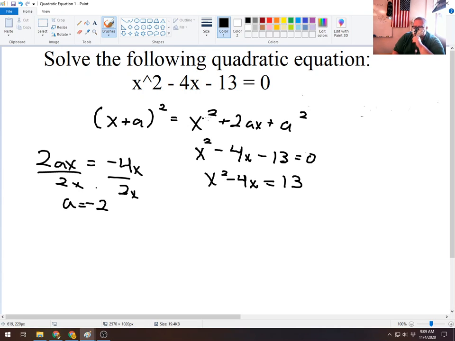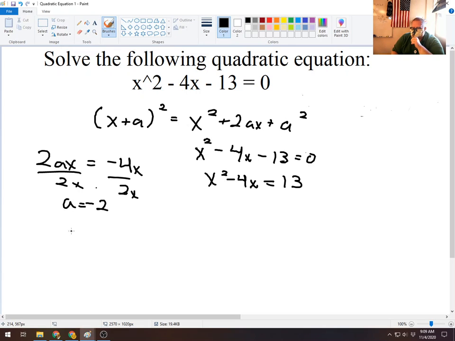So back to this, right? I now know for this problem right here, for this equation, a is going to be negative 2. So what I have to do to complete the square, right? We already have x squared. We defined that 2ax. We still have to add this a squared thing.